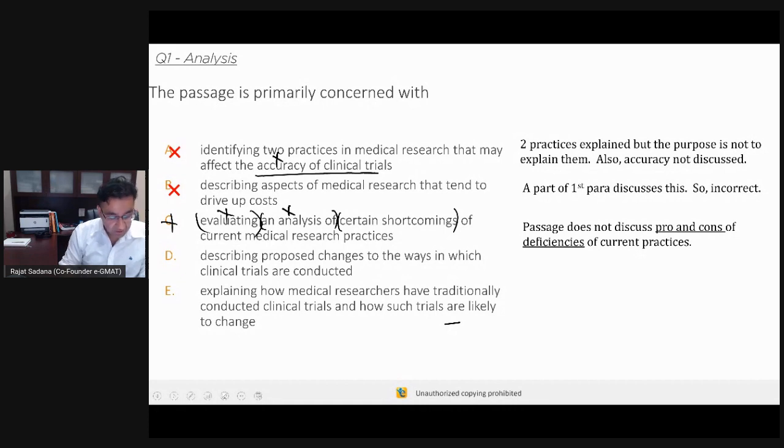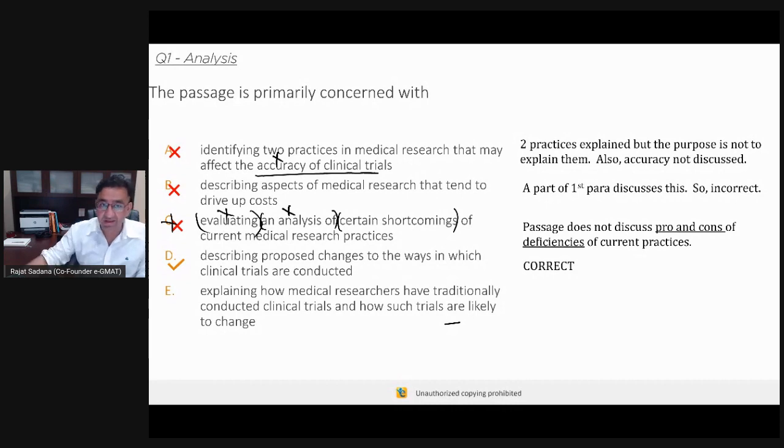Choice D, which is my correct answer, is describing proposed changes to the ways in which clinical trials are conducted. This is what the author is doing. He's describing the proposed changes. It's not the author's proposal, it's FNM's proposal. So they're proposed changes to the ways in which clinical trials are conducted. Again, the author isn't presenting his opinion on it. He's simply saying this is what FNM are proposing.